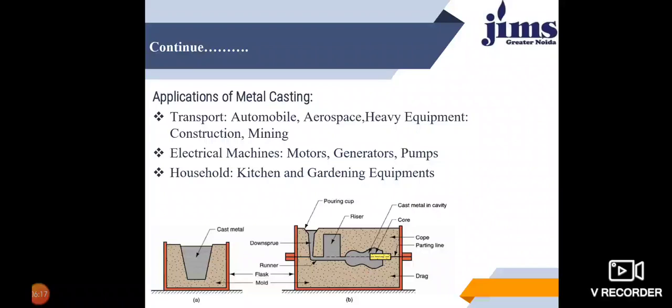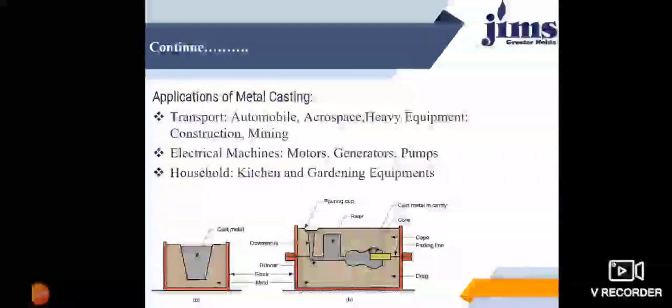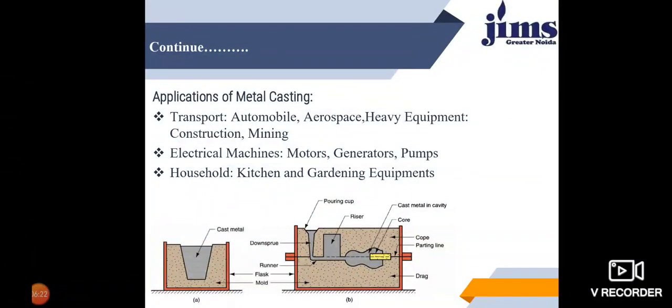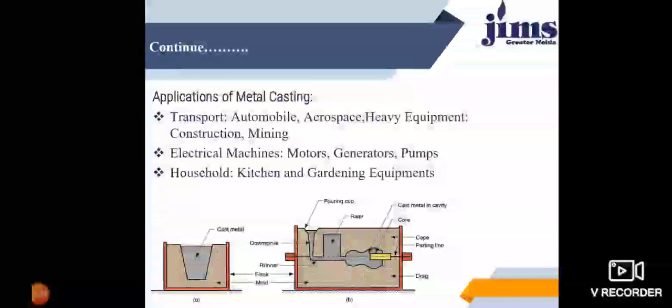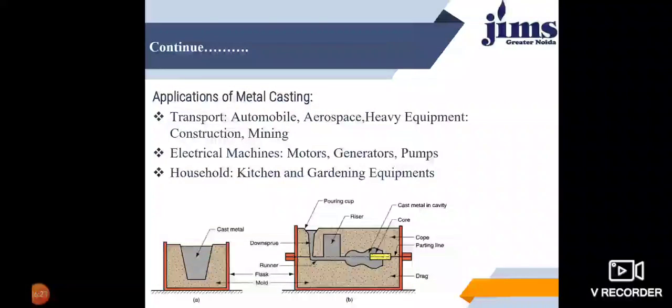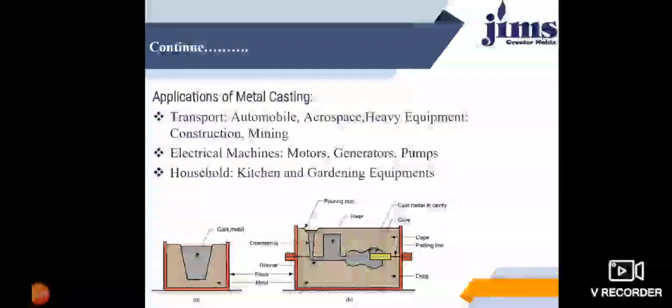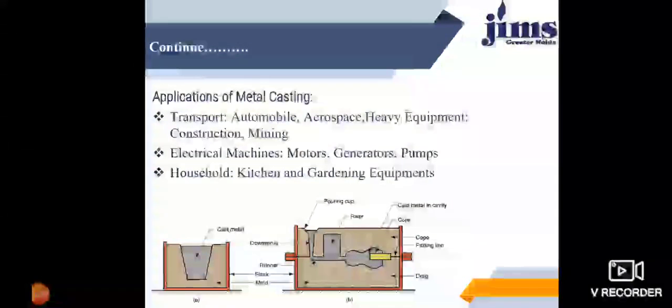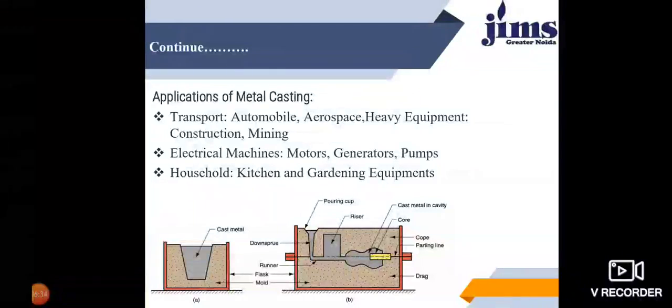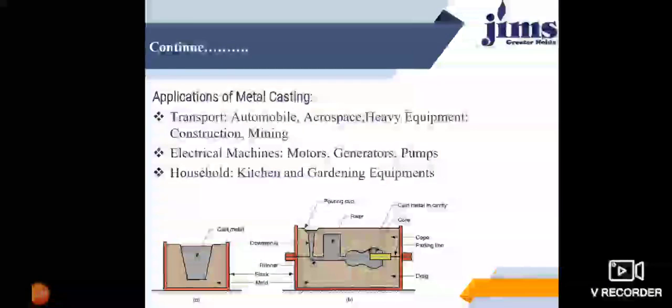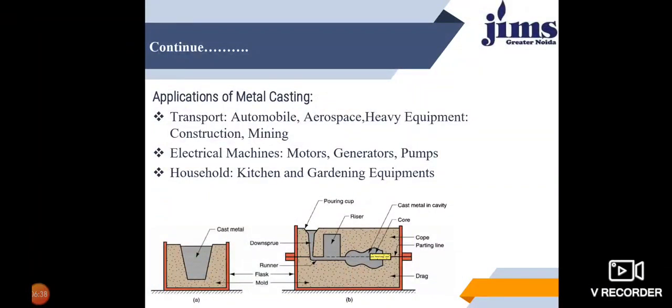In this diagram, in part A, this is the mold. The inside part is the mold and the outside part is flux, and the inner portion at the top is the cast metal. In the second portion, B, we can see the gating system.